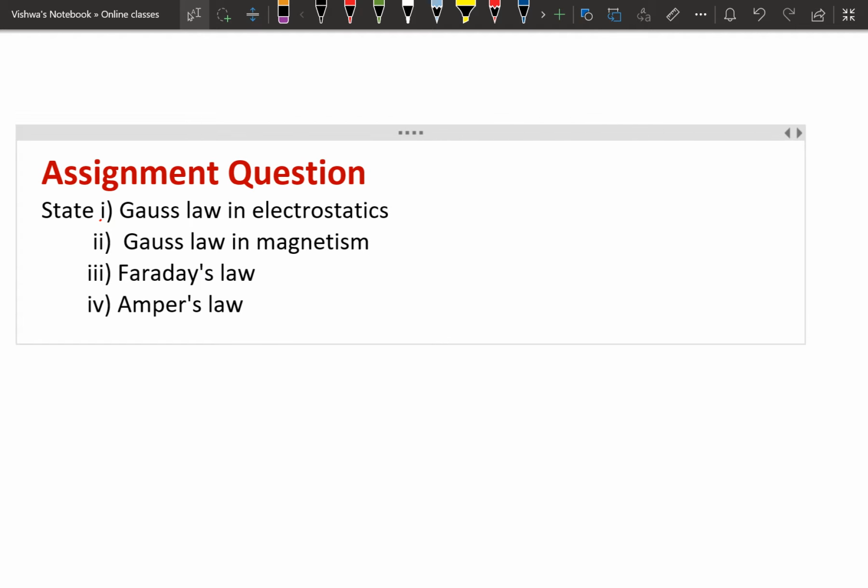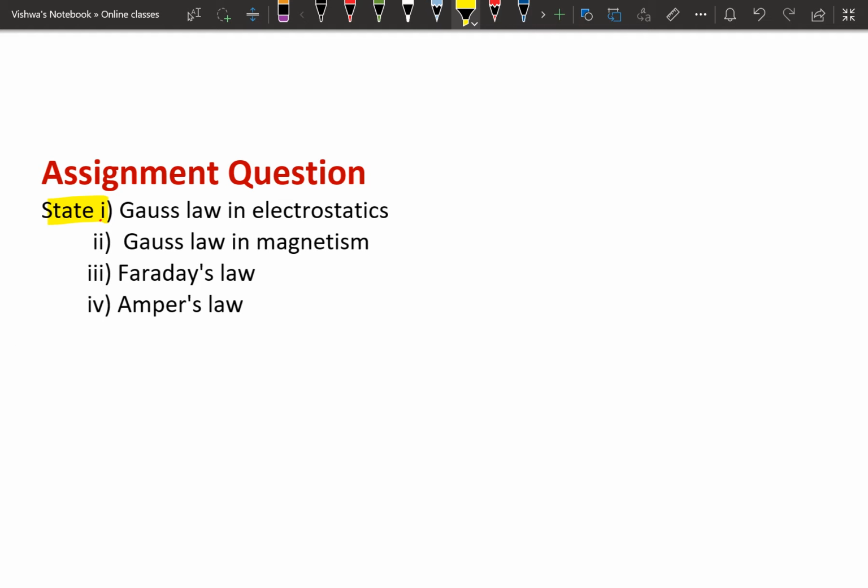State Gauss law in electrostatics, Gauss law in magnetism, Faraday's law, and Ampere's law. These four laws are important for Maxwell's relations. So one is Gauss law in electrostatics, second one is Gauss law in magnetism, third law is Faraday's law of electromagnetic induction, and the fourth one is Ampere's circuital law, Ampere's law for current in conductors.